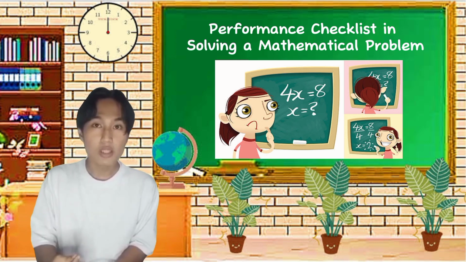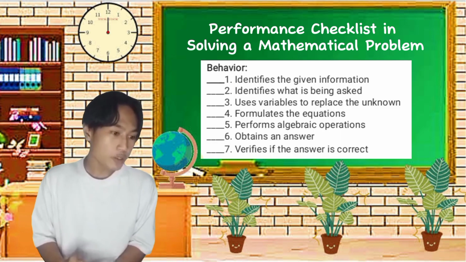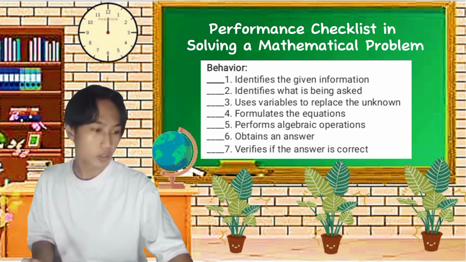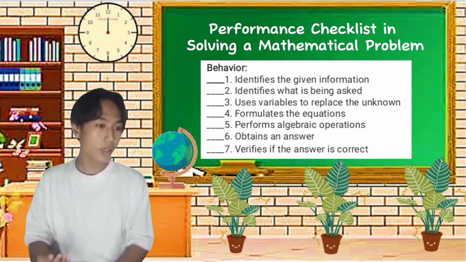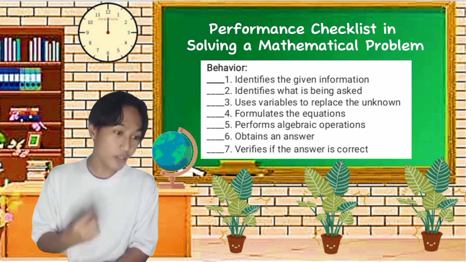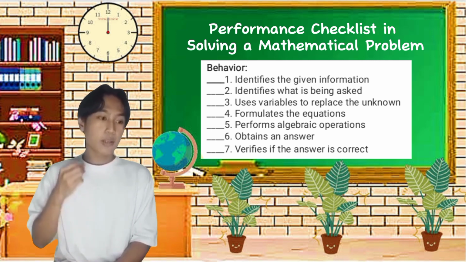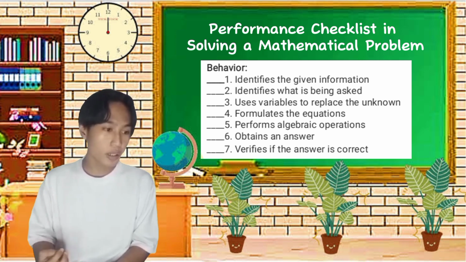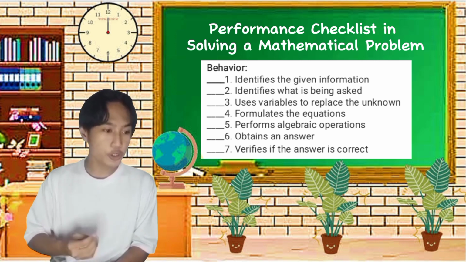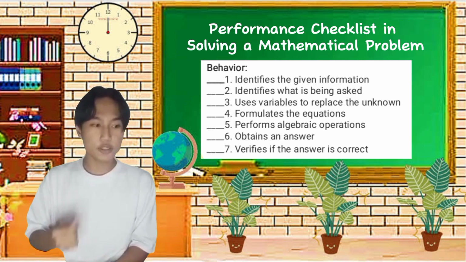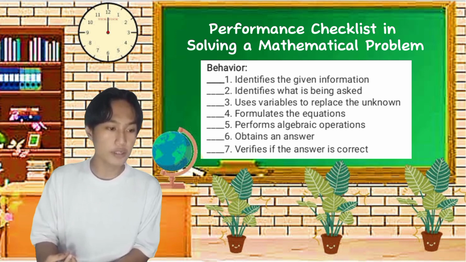Okay? So, another step-by-step process for solving a mathematical problem is this behavior. So, number 1 identifies the given information. Number 2 identifies what is being asked. Number 3 uses variables to replace the unknown. Number 4 formulates the equations. 5 performs algebraic operations. 6 obtains an answer. And 7 verifies if the answer is correct.